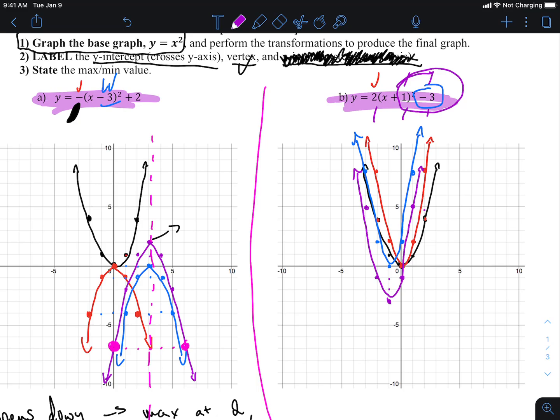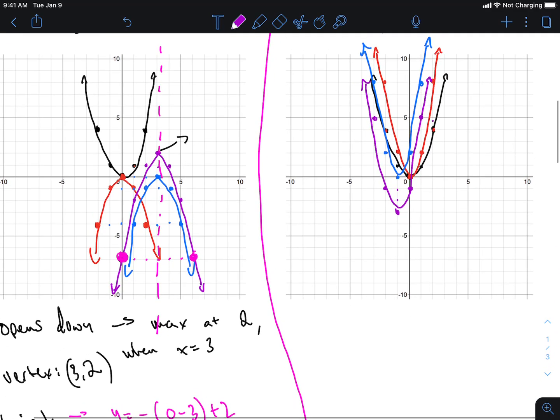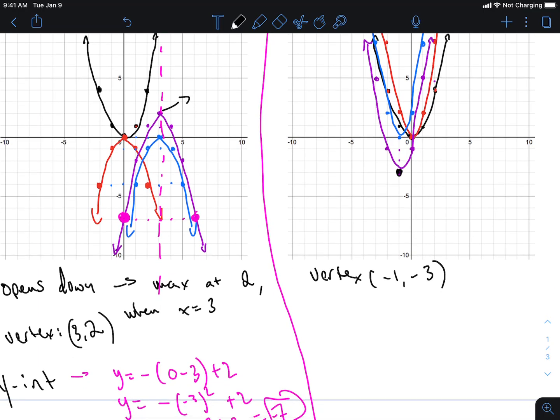That's your final graph. Just do it one piece at a time, and now we're able to state what the vertex is. So let's do that. The vertex is right here. It's at -1, -3. Okay? The parabola opens up, which must mean it has a minimum this time. And it's a minimum of -3 when x equals -1.